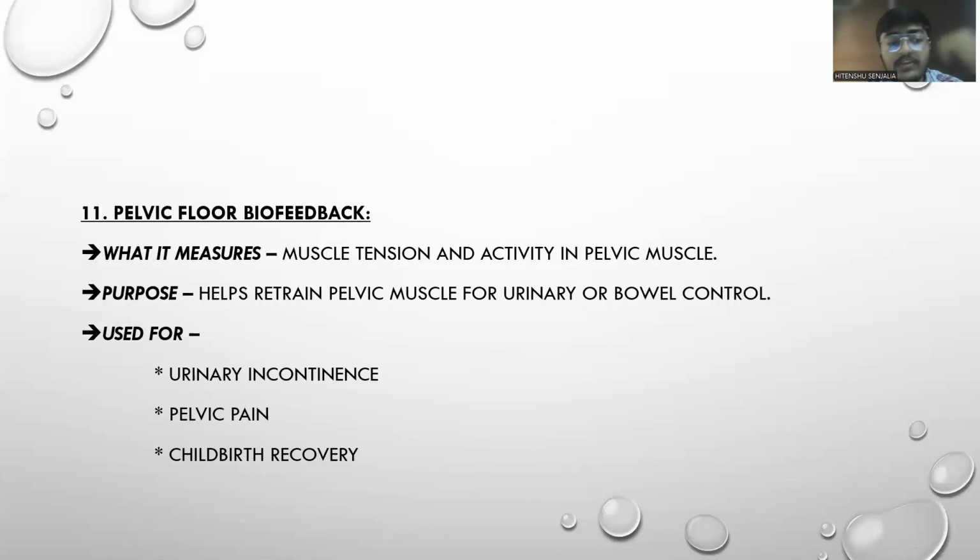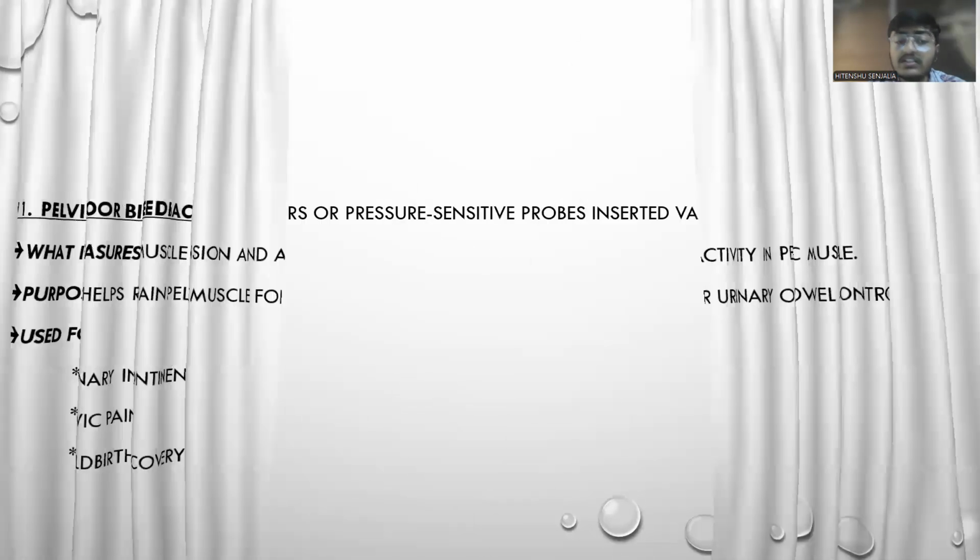Now, another biofeedback is the pelvic floor biofeedback, which measures the muscle tension and activity in the pelvic muscle. The purpose of using this biofeedback is to help retrain the pelvic muscle for urinary or bowel control. The person who is not able to lift or use the muscles of the pelvic area, for that type of person we can use this biofeedback. It is mainly used for urinary incontinence, pelvic pain, or childbirth recovery.